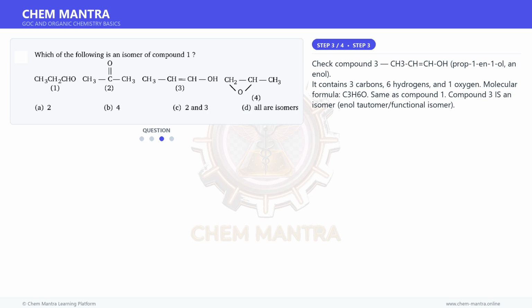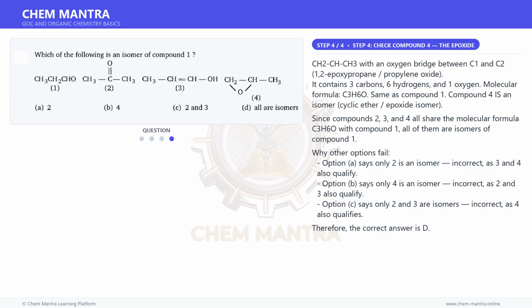Check compound 3, CH3CH=CHOH, prop-1-en-1-ol, an enol. It contains 3 carbons, 6 hydrogens, and 1 oxygen. Molecular formula C3H6O. Same as compound 1. Compound 3 is an isomer, an enol tautomer, a functional isomer.